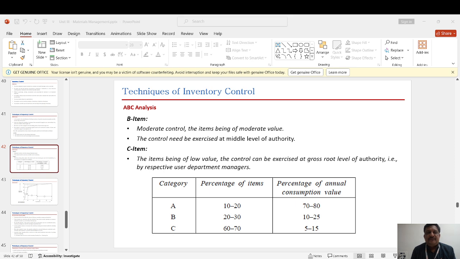Okay, students, we will start with the new techniques of inventory control. In this, we have economic order quantity, EOQ, which we will discuss today.